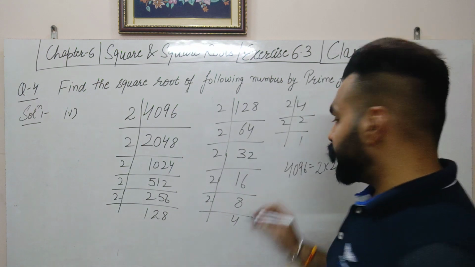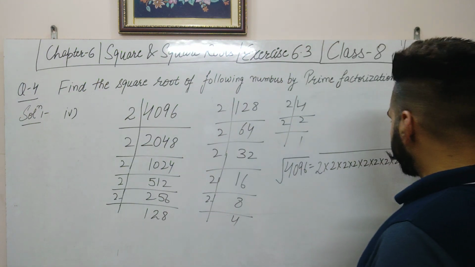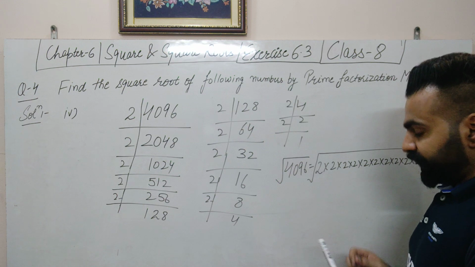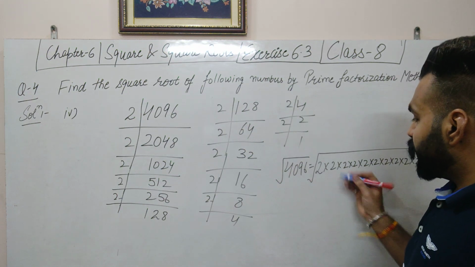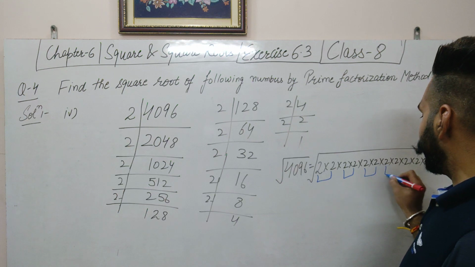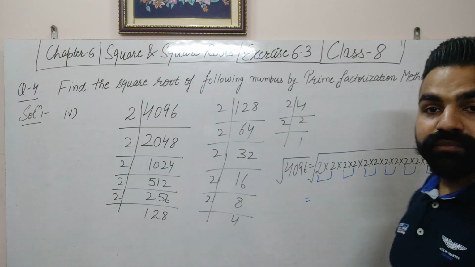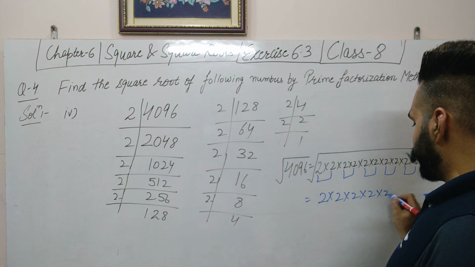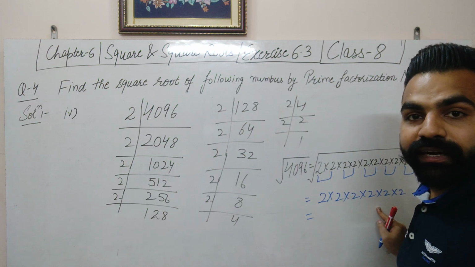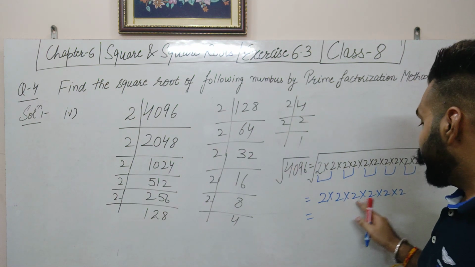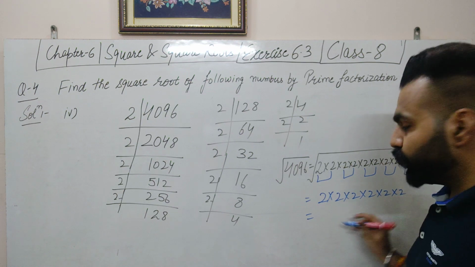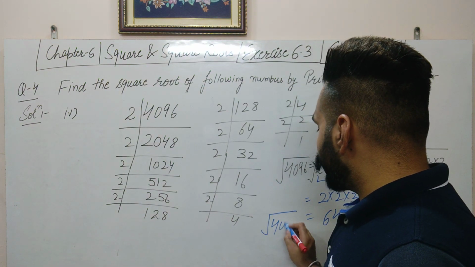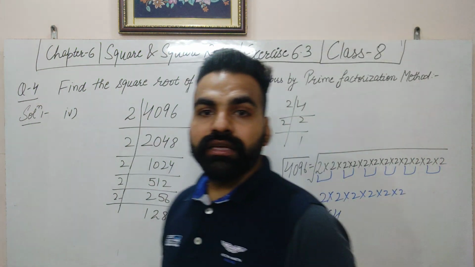So next step is to put the square root sign on both sides. Now we will form pairs here. So now there are 12 2's here. Corresponding to that, 6 pairs will be formed. So from 6 pairs, 6 2's will be taken out. So 2 into 2 into 2, and so on. Now we have to multiply this. 2 into 2 is 4, 4 into 2 is 8, 8 into 2 is 16, 16 into 2 is 32, 32 into 2 is 64. So 64 is the required answer, that is, the square root of 4096 is equal to 64.